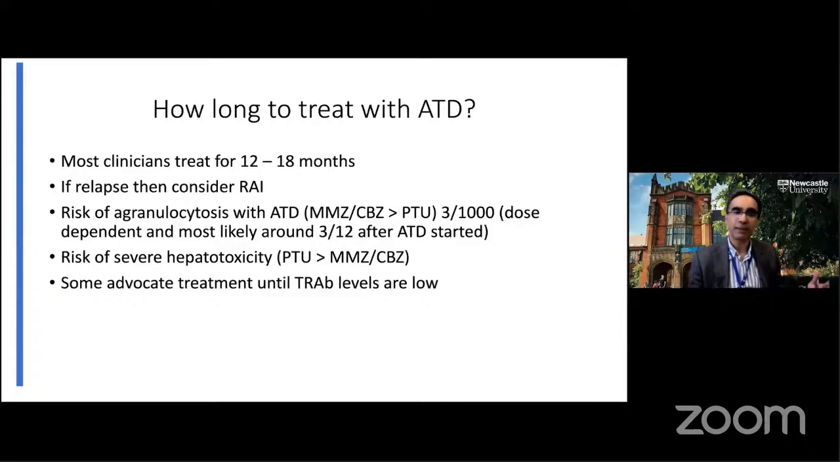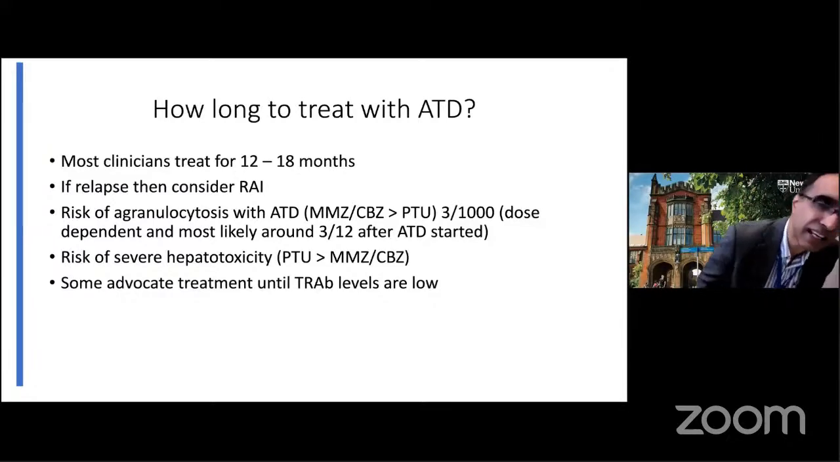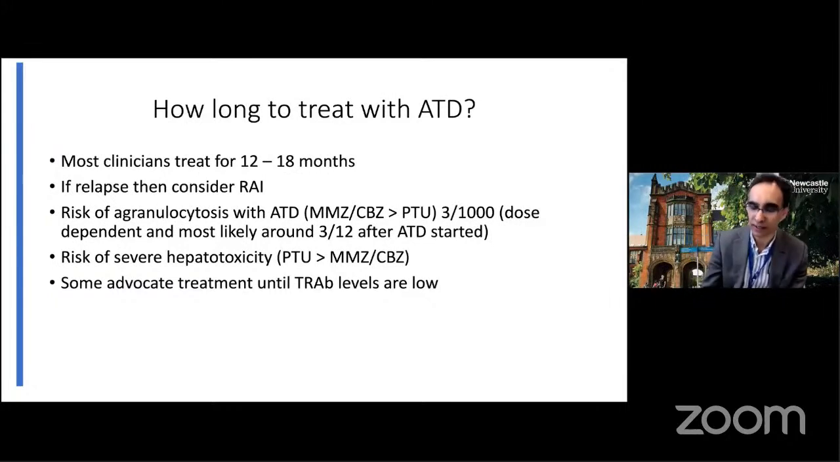The risk of severe hepatotoxicity is much higher with propylthiouracil than it is with methimazole or carbimazole, and some would argue that it's about a risk of severe, needing hepatic transplant, about 1 in 20,000 patients that are treated. There is some evidence that antithyroid drugs can be used until TRAb levels are low, and that might modulate risk. We'll talk about that in a little bit more detail in just a few slides.